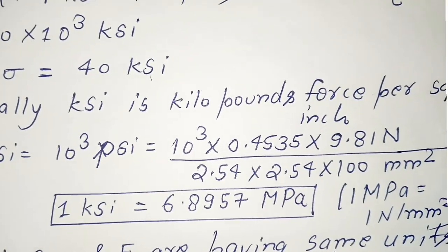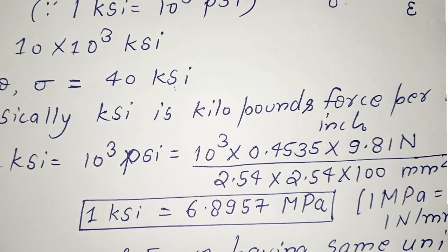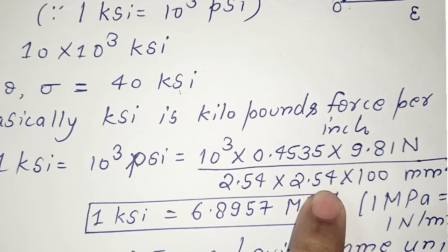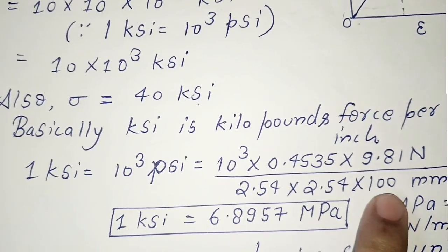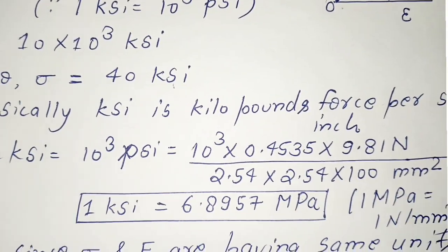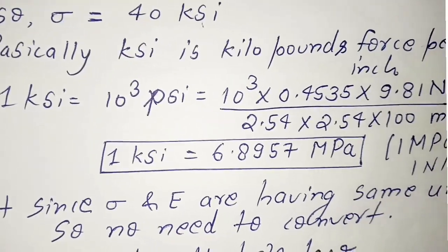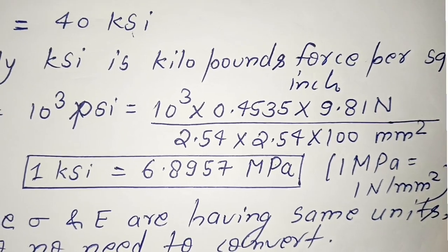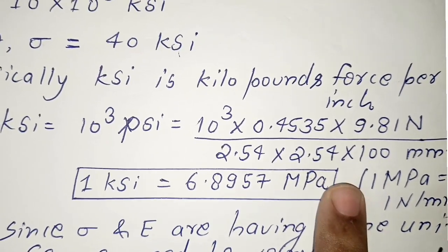So ऊपर की वैल्यू न्यूटन में आ गई. Square inch means inch का square. So 1 inch is 2.54 centimeter. So it is 2.54 into 2.54 और 1 centimeter square is 100 millimeter square. So we have multiplied by 100, तो ये नीचे की वैल्यू मिलीमीटर स्क्वायर में आ गई. सो इसको जब सॉल्व करेंगे तो फाइनल वैल्यू वी विल गेट इन न्यूटन पर mm स्क्वायर, एंड यू वेल नो दैट 1 मेगा पास्कल इज नथिंग बट 1 न्यूटन पर mm स्क्वायर. सो 1 KSI की जो वैल्यू होती है दैट इज 6.8957 मेगा पास्कल.